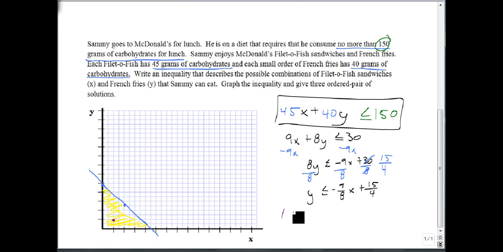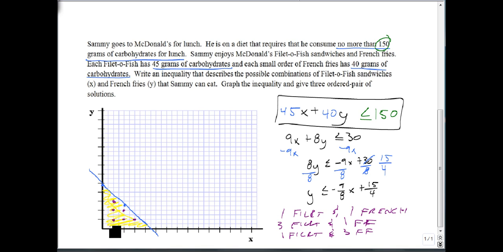I can have 1 fillet and 1 french fry. That'll work. I can also have 3 fillets and 1 french fry. Or I can have 1 fillet and 3 french fries, or 1 and 2. And notice I can also sneak in 2 of each if I really want to. So these are all valid amounts that I can have.